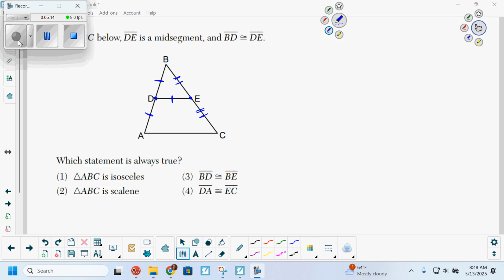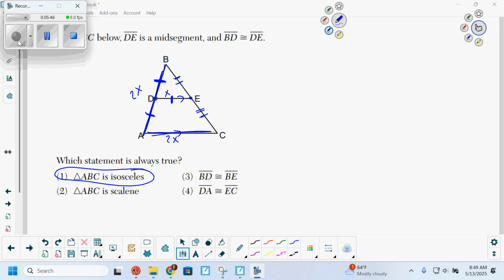All right, so what else do we know about a midsegment? A midsegment is always going to be parallel to the third side, and it's also always going to be half of it. So if this is x, this would be 2x. If this is congruent to this and this, that makes this side also 2x, and this side's also 2x. So that means it would have to be isosceles because you have two sides that are congruent in this triangle.